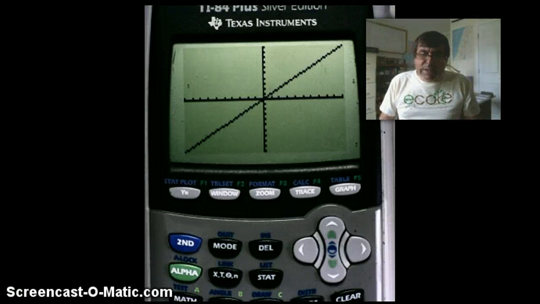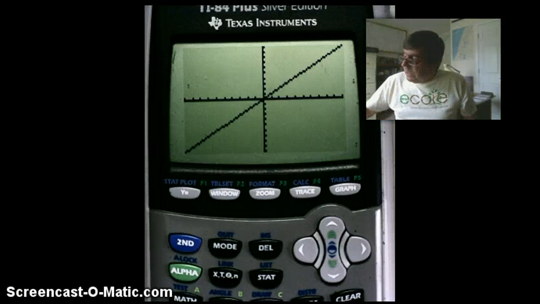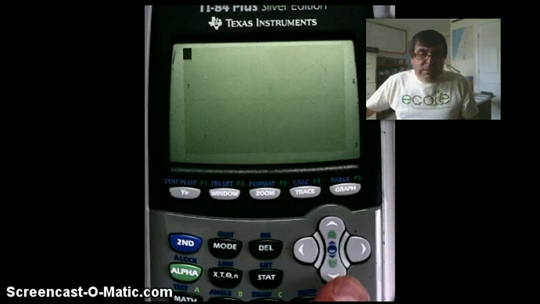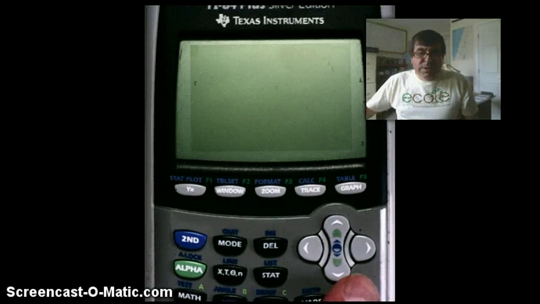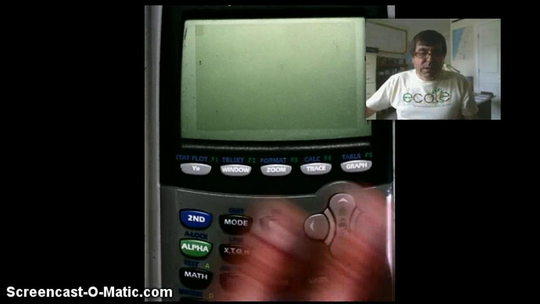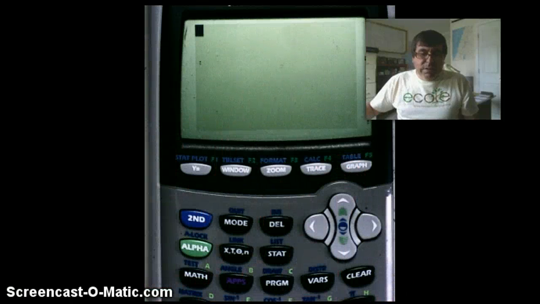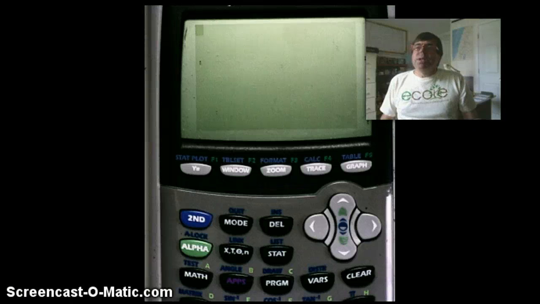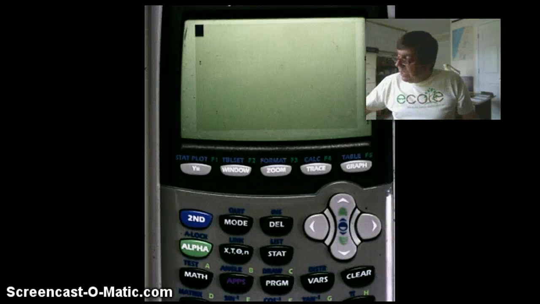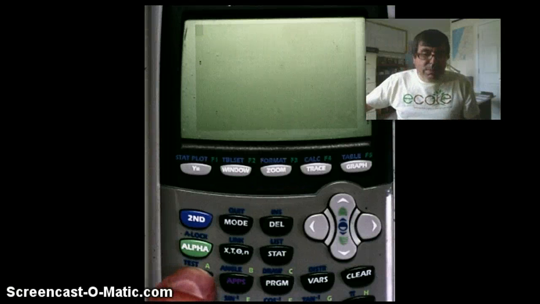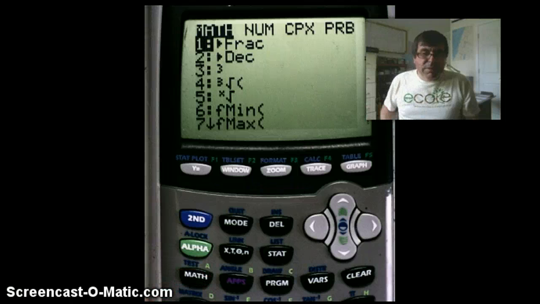Alright, I've only got a couple minutes left, so I need to hit some other things that you need to know. I want to get out of that, so I'm going to hit clear. Now, so here you go. I have my home screen. I have the familiarity with the keys that I shared with you. Let's talk about the menus. So I want to talk briefly about the math menu. I'm going to press math, and lo and behold, I have a menu.